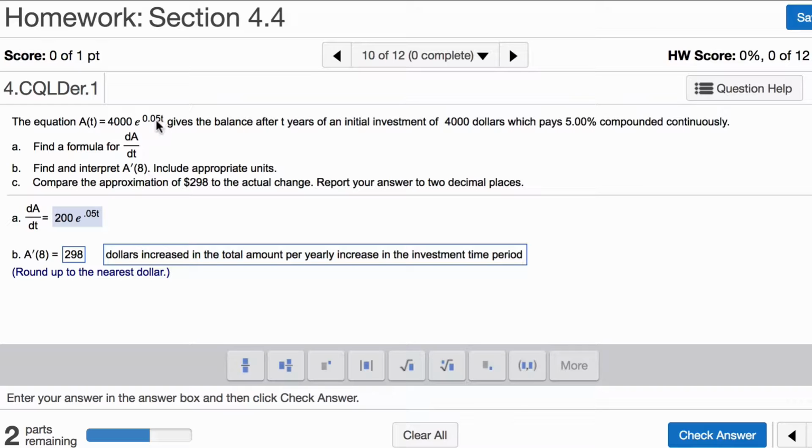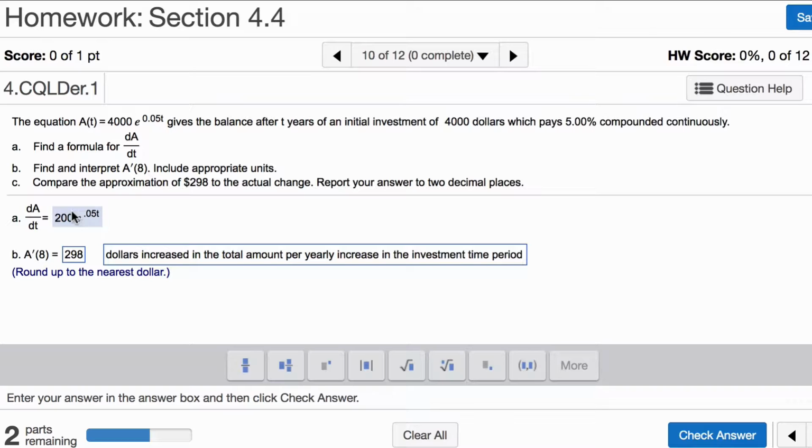So what we end up multiplying is the initial coefficient or constant, 4,000, times the derivative of the exponent, which is 0.05. So that's how we get the 200 e to the 0.05t. I happened to check this portion already, so hopefully you guys had an easier time with this one. Now, let's be careful how we plug in 8.